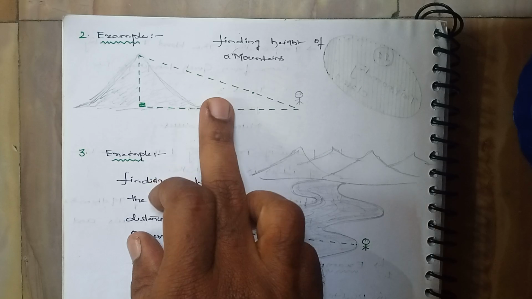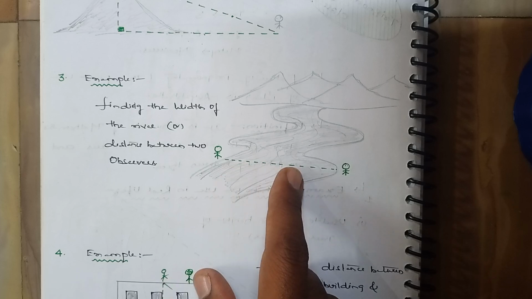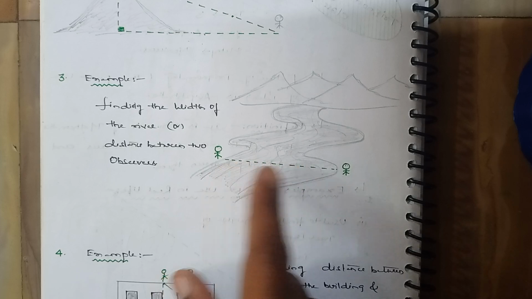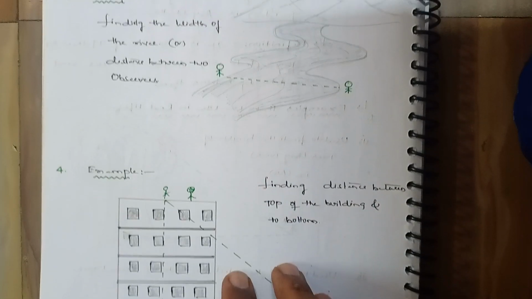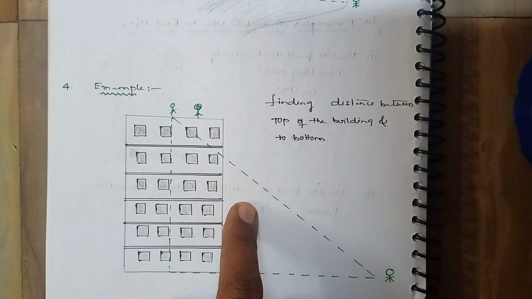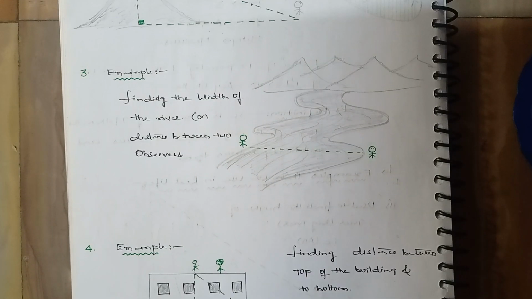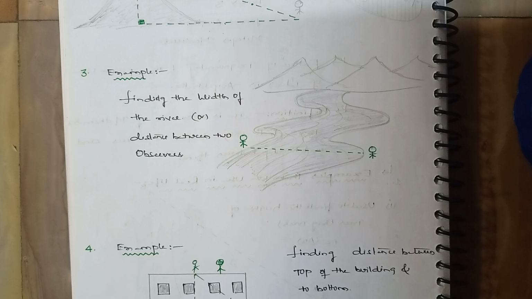Now we can find the height of the mountains, we can find the distance between them, we can find the width of the lake also, and also we can find the height of the building, guys, height of the building. Okay, so for longer objects, for finding the length or distance between them for bigger objects, we use trigonometric concepts.